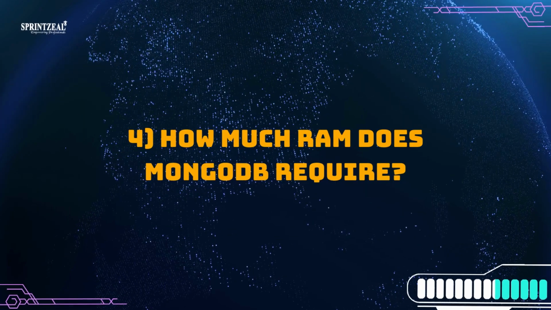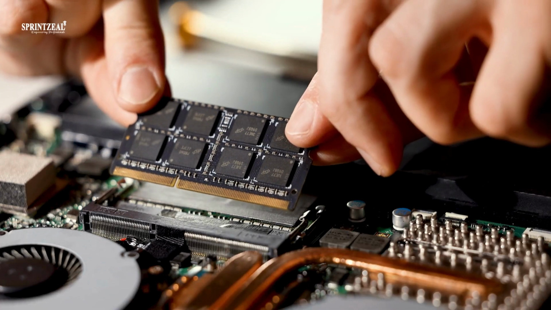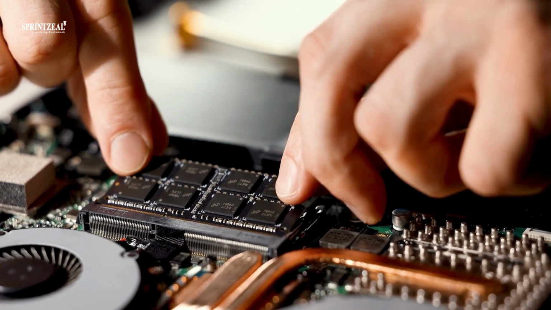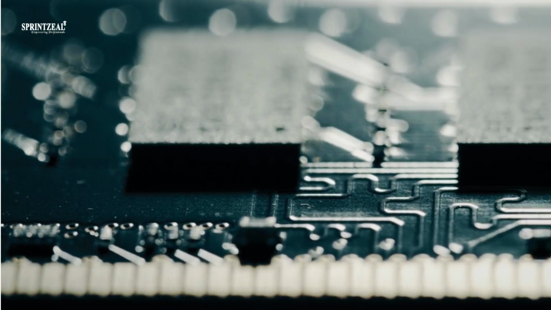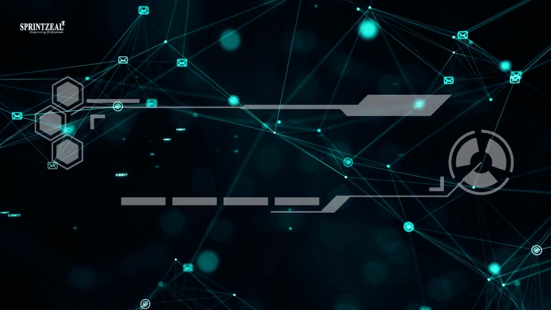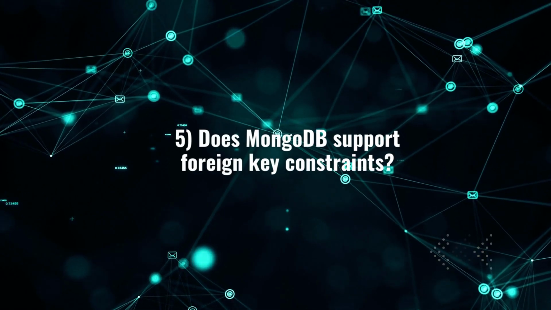4. How much RAM does MongoDB require? Even a minimal amount of RAM can be used to run MongoDB. Based on the needs of other processes, MongoDB allocates and releases RAM in real time. 5. Does MongoDB support foreign key constraints? No, MongoDB does not support such relationships.